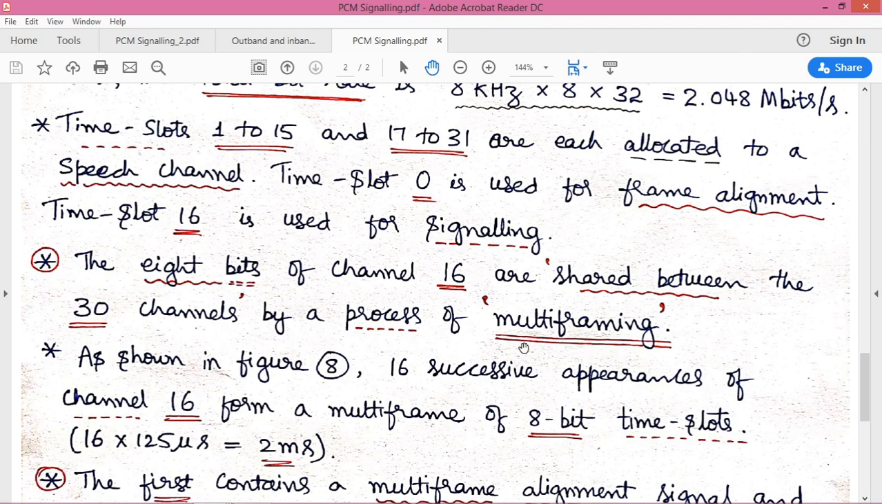So let us discuss how multiframing will be considered. As shown in figure 8, 16 successive appearances of channel 16 form a multiframe of 8 bits.